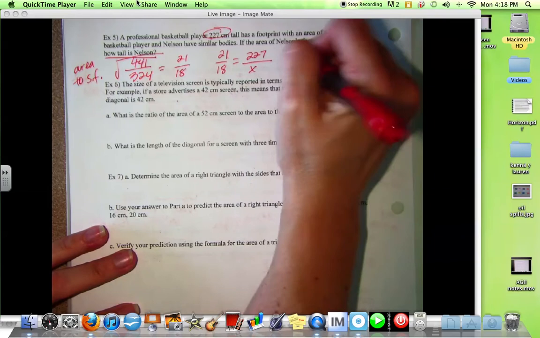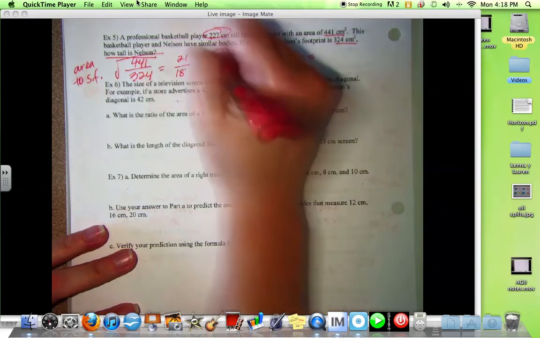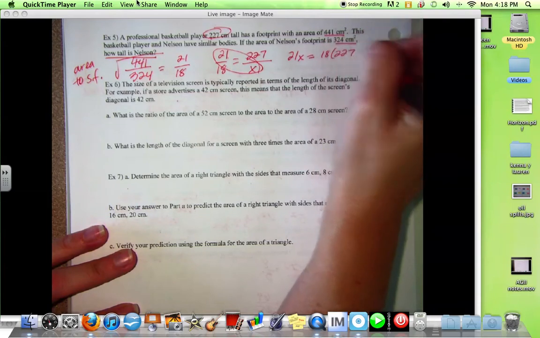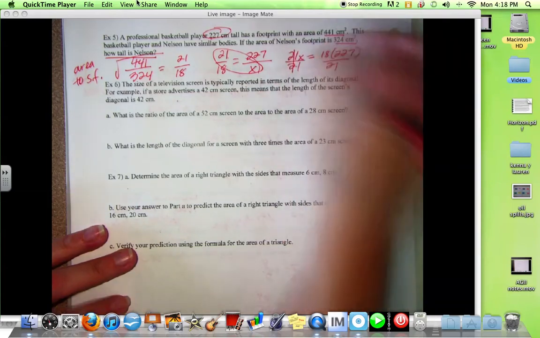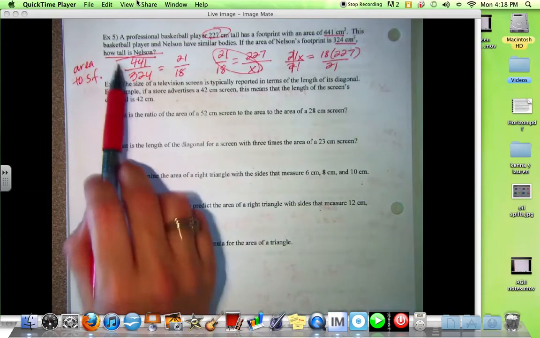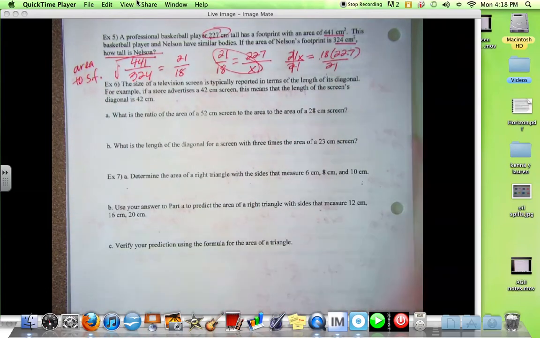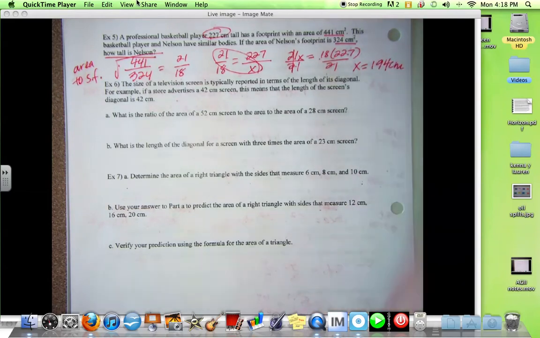Now we can cross multiply. 21x equals 18 times 227. Divide both sides by 21. So Nelson is 18 times 227 divided by 21, so his height is 194 centimeters.